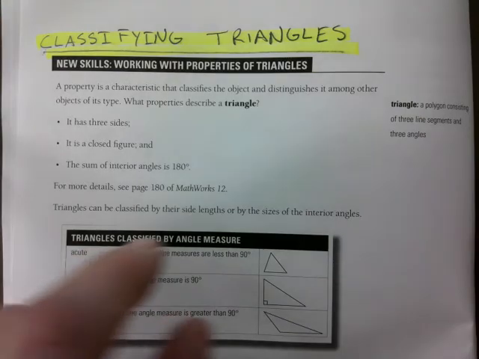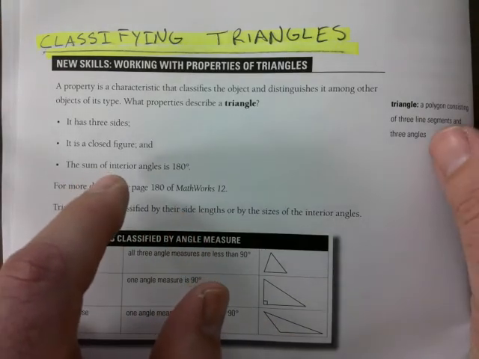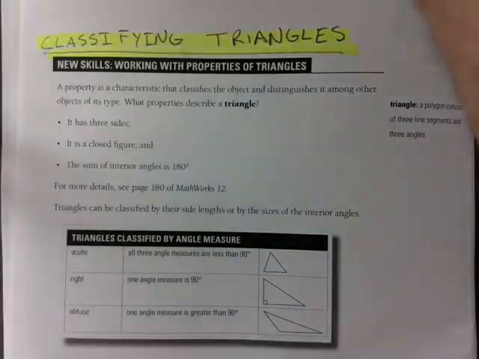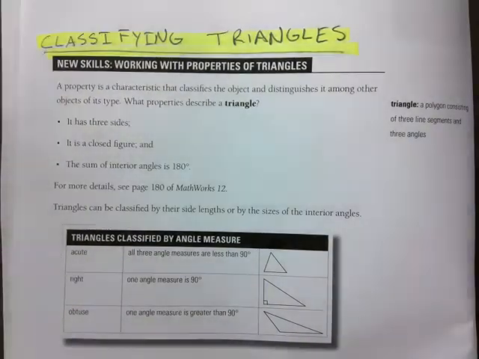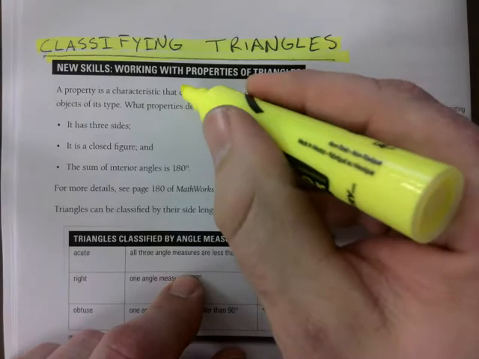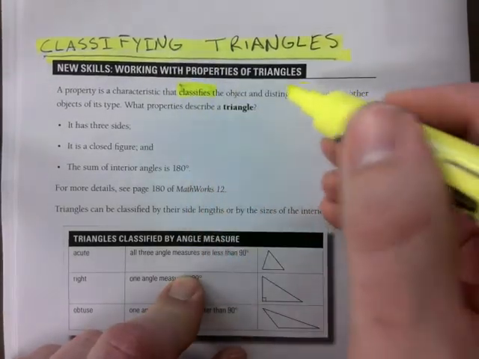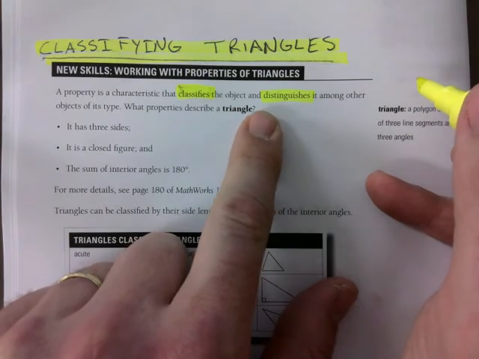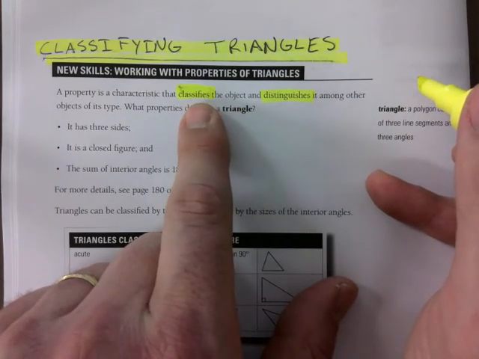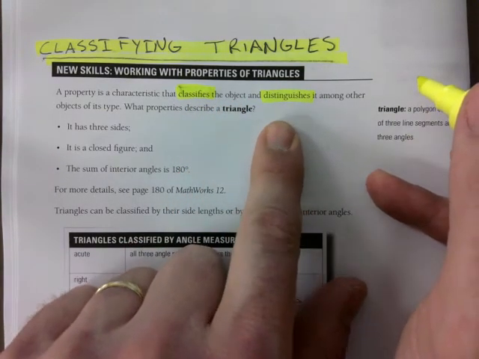And here it is. Property is a characteristic. Let's get to the same page as my key here. It classifies and distinguishes between your objects, so between triangles. Like if you classify, you distinguish it from the other ones.